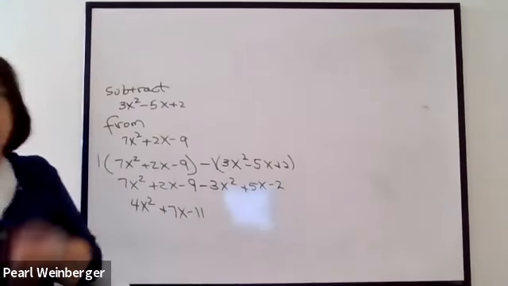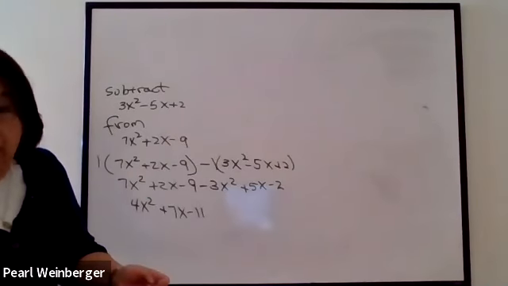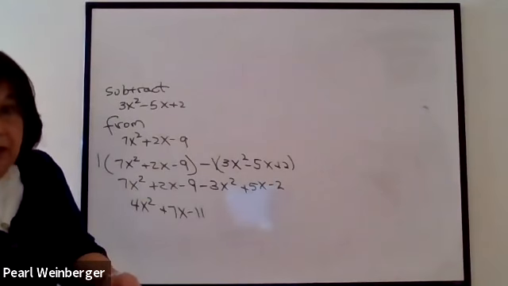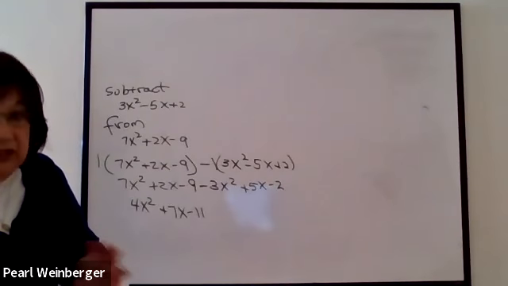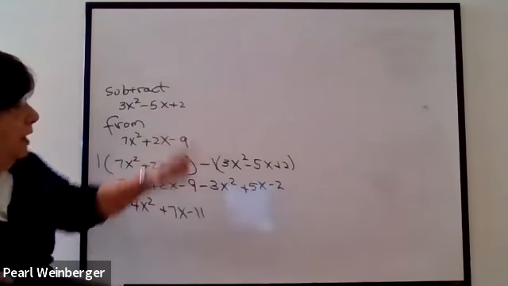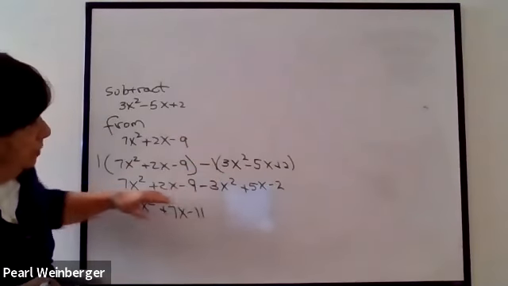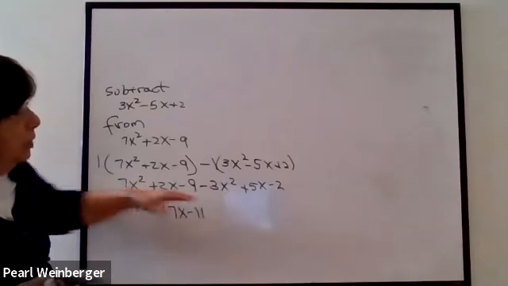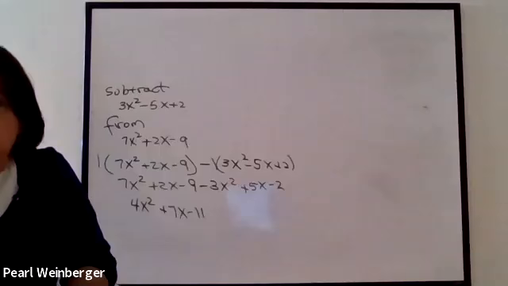Okay, so that's adding and subtracting of polynomials. The process of adding and subtracting is basically the same. You just have to be careful with your signs. When you're subtracting, it's as if you're multiplying that whole thing by a -1, but after that, it's just the same process of what I call combining like terms.